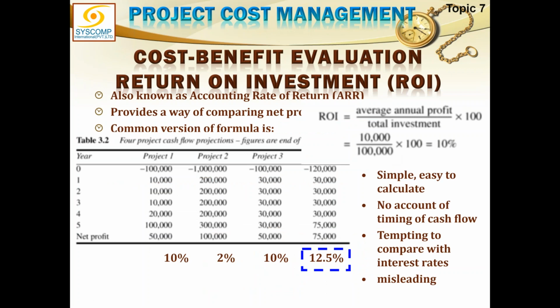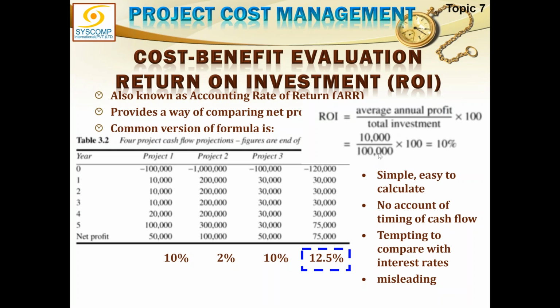Now coming over to the return on investment method. As I said, return on investment method is a good method, but not that good. Return on investment, very simple. We will have to find the average annual profit. In case of project 1, 50,000 divided by 5 is my average annual profit. Sorry, 10,000 is my average annual profit.